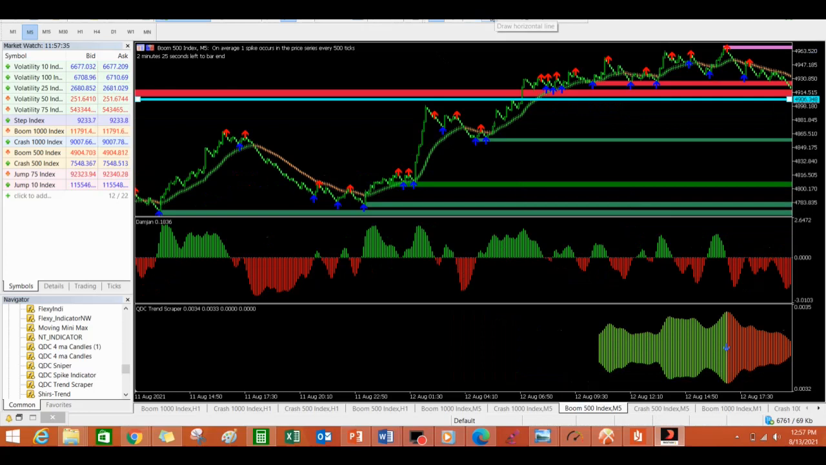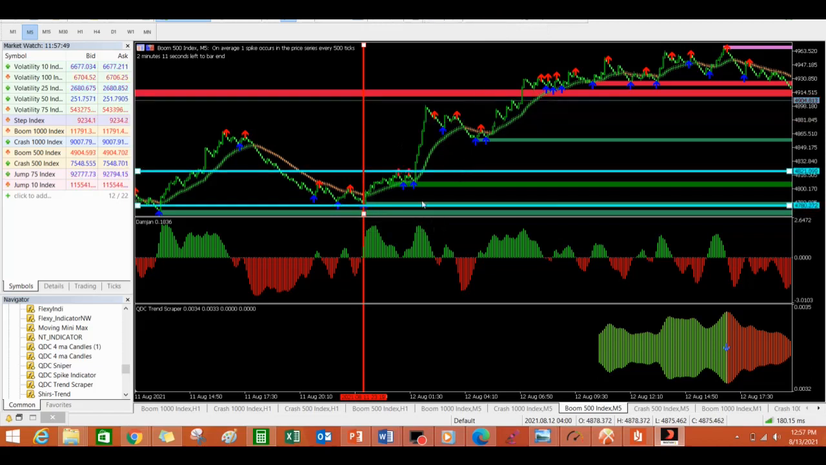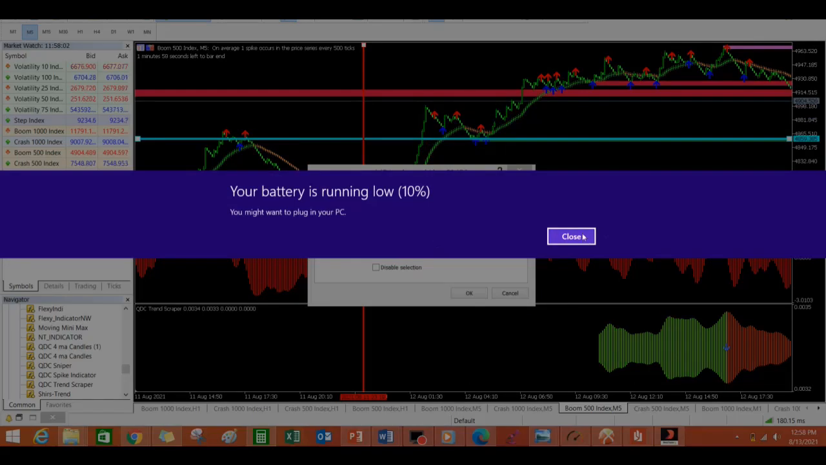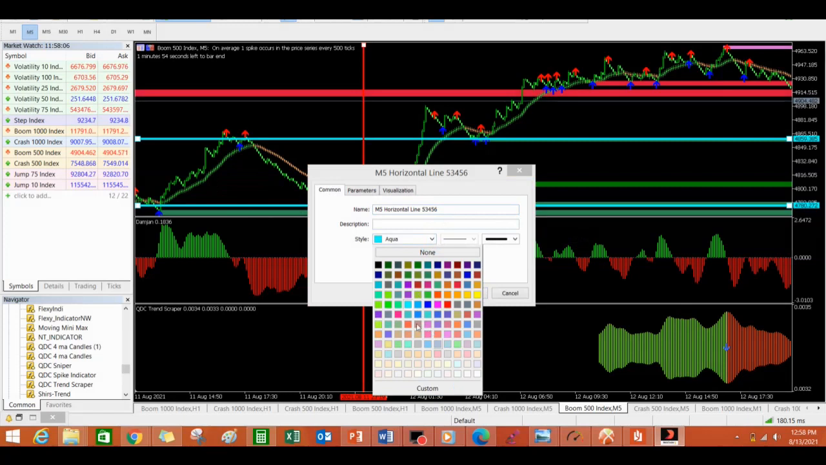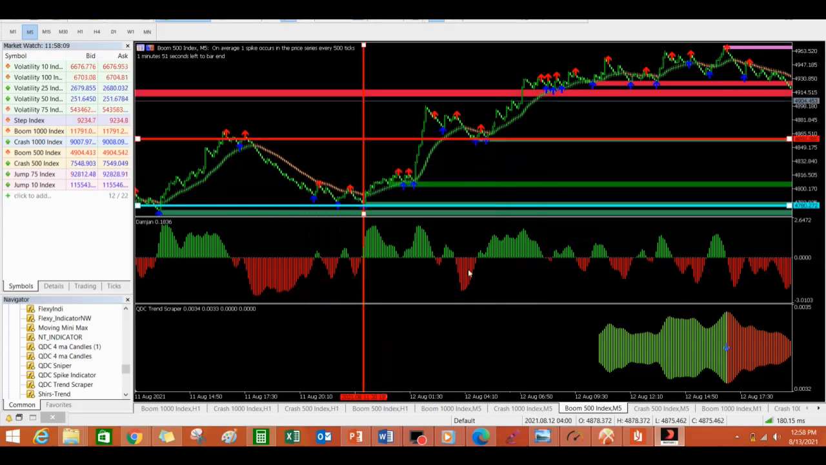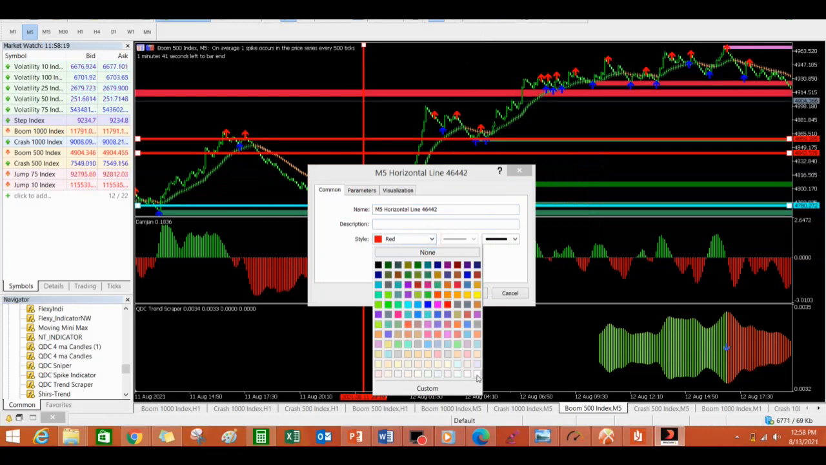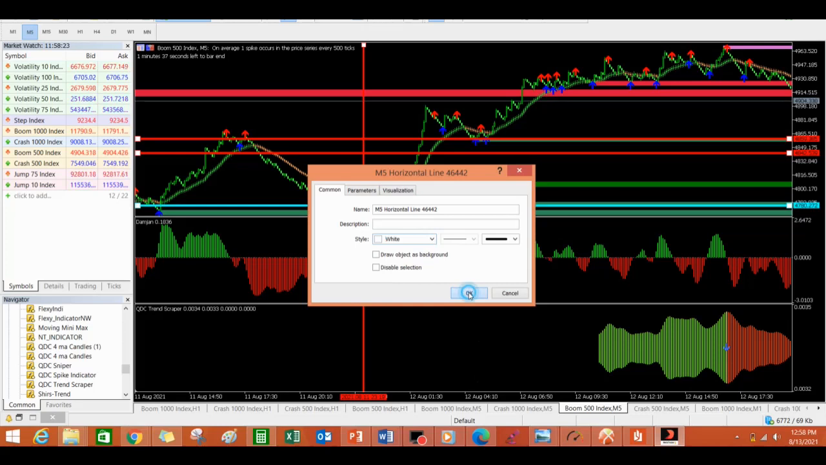Very good. This is uptrend. The uptrend started from here, from this region. So let's say you decide to come in right here. Let me change the color of this. I'm going to use about 3 horizontal lines. I'm going to change this to red, and I'll bring in another one and change it to white. So that is what we'll be using.